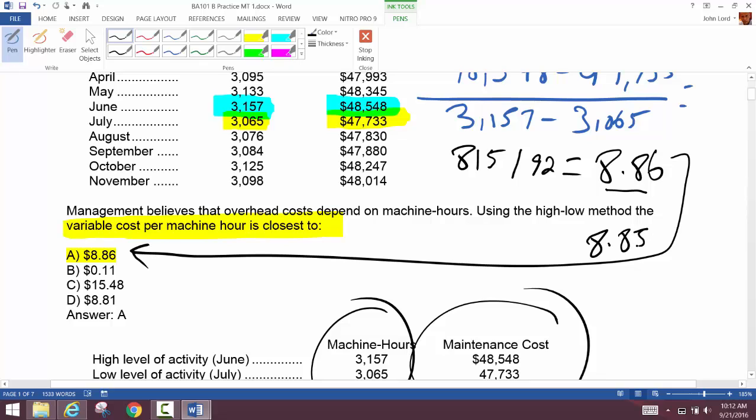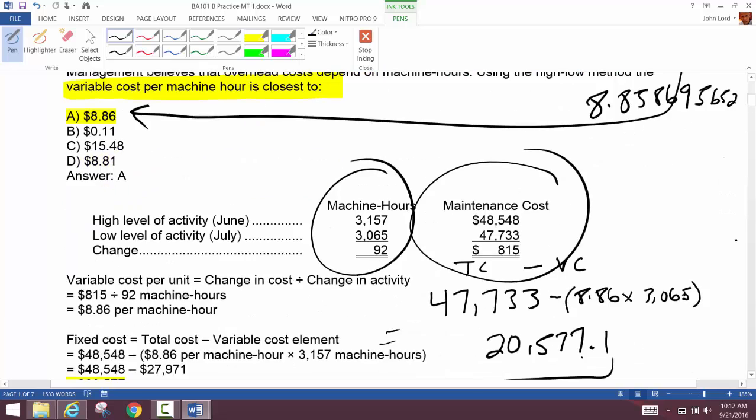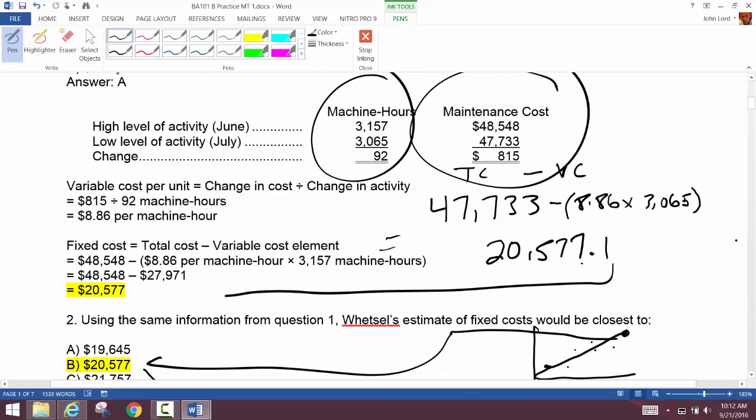8.85 what? 8.85869562. 8 point what? 85869 what? 5652. So I just left that in my calculator and rounded. Right. You left that in the screen of your calculator and you stuck that big old number right here, right? And when you did, you got what as your answer?